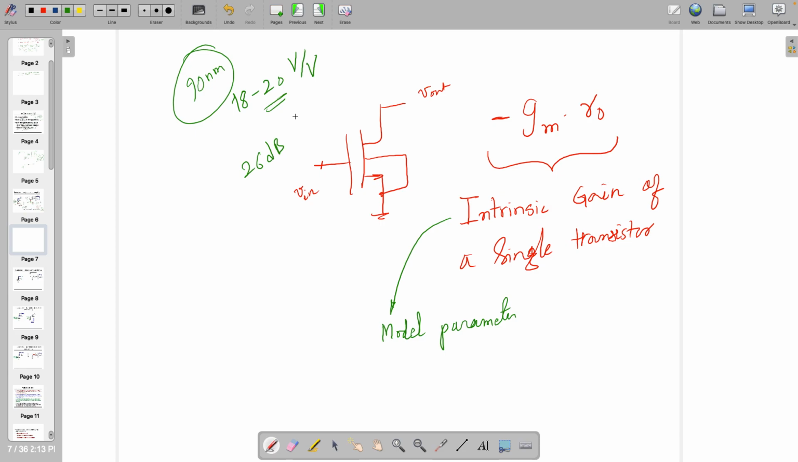A bigger technology node has the problem of achieving very high frequency, and this term FT of the device. We'll find out how high FT can go when we study the high frequency model. Right now we are studying low frequency, so in low frequency the intrinsic gain is minus GM times RO.